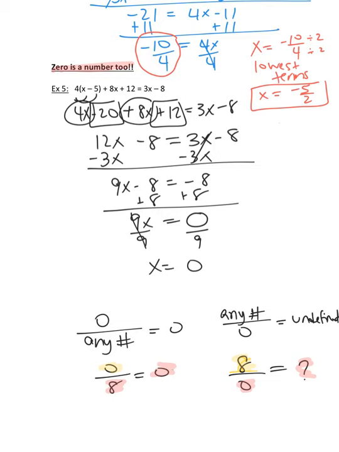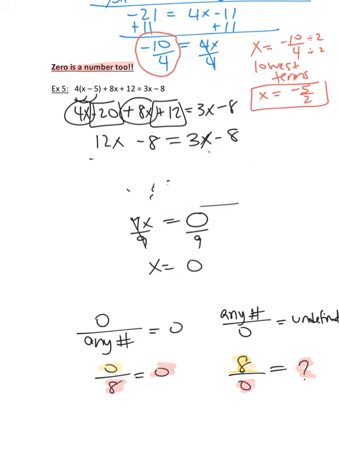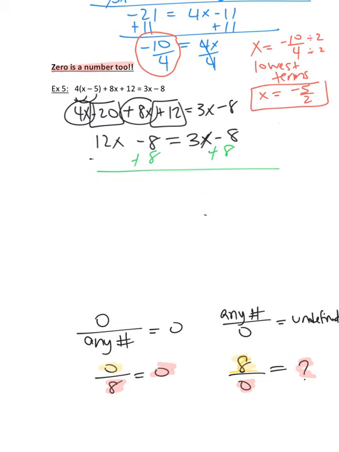Okay. Also, when you're solving this problem, a different approach could have been, instead of doing what I did here, some kids could have possibly chosen to add 8 to both sides. If that happens, then that's okay. You have 12x equals 3x, but kids oftentimes get stuck here. What you want to do is you want to subtract to get the x's onto one side.